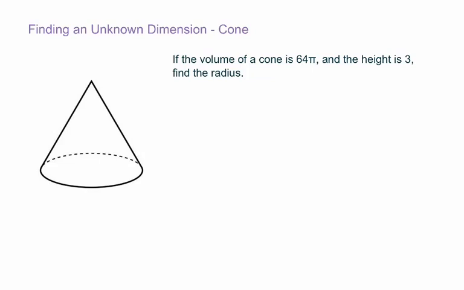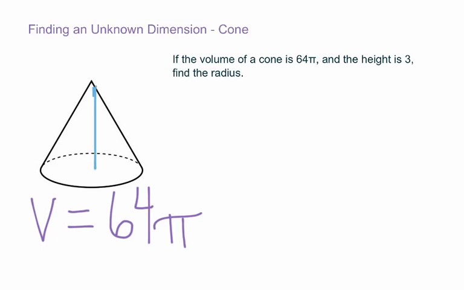So now we're going to deal with a cone. If given the overall volume and one piece of information, how can I find the unknown information? So just like we did with the cylinder, we want to recognize what we have. I know that V, the overall volume, is 64 pi, and I'm given this height, which is 3, so h equals 3, and I'm going to try to find this radius.